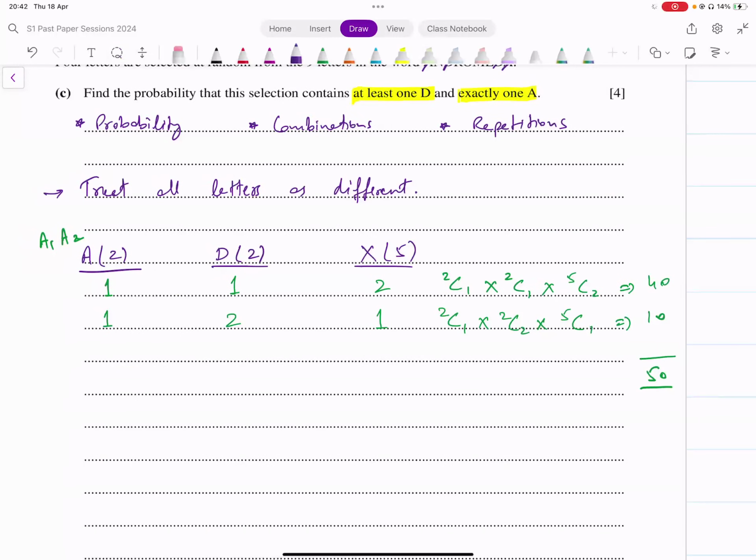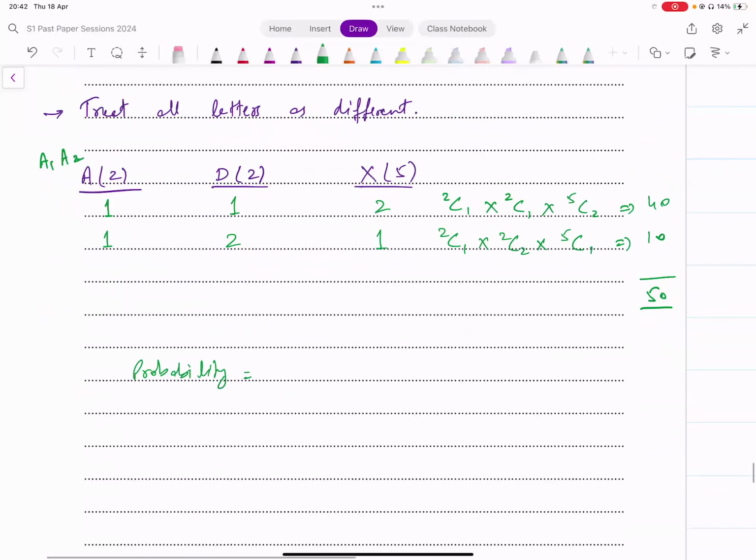And now, since you're looking for probability, what is probability going to be? Number of favorable outcomes divided by the total number of possible outcomes where you do not have any condition.